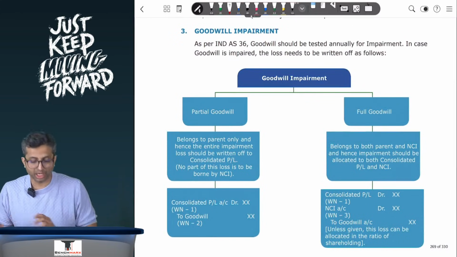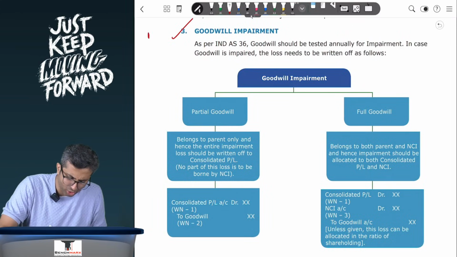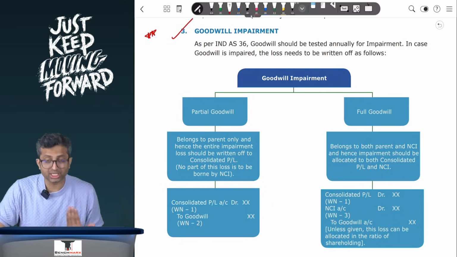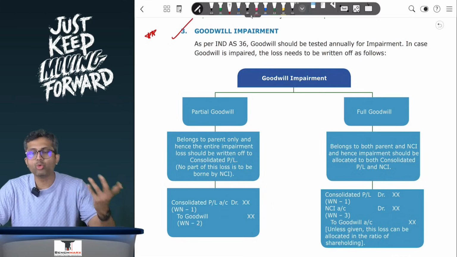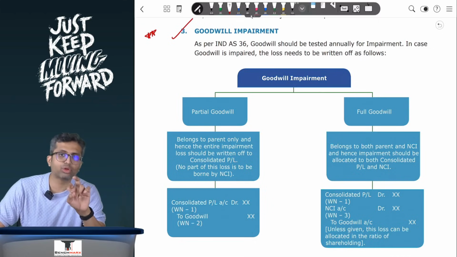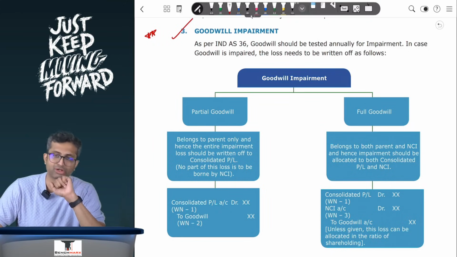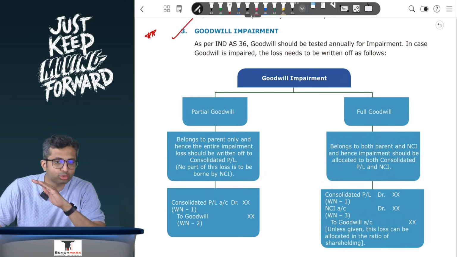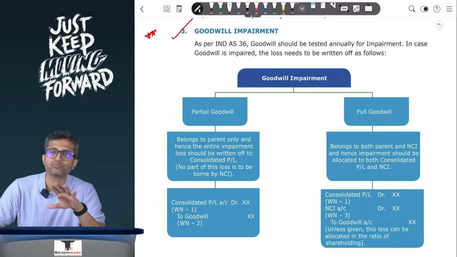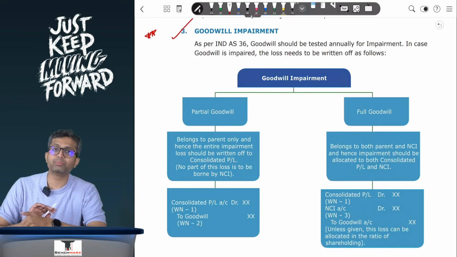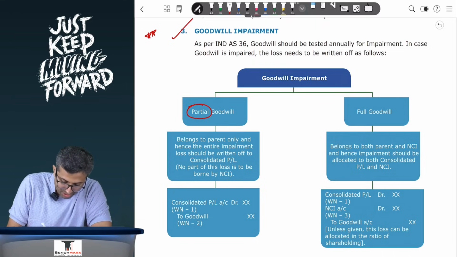Okay, next. Another important adjustment I would say is goodwill impairment. If there is a goodwill impairment, how will you account for it? Well, it depends on whether the question is a full goodwill question or a partial goodwill question. If the goodwill is partial goodwill, it is attributable to the parent only, in which case the loss will be taken up by the parent only. So, your entry will be consolidated P&L account debit to goodwill. That's about it. If it is partial goodwill, consolidated P&L account debit to goodwill.